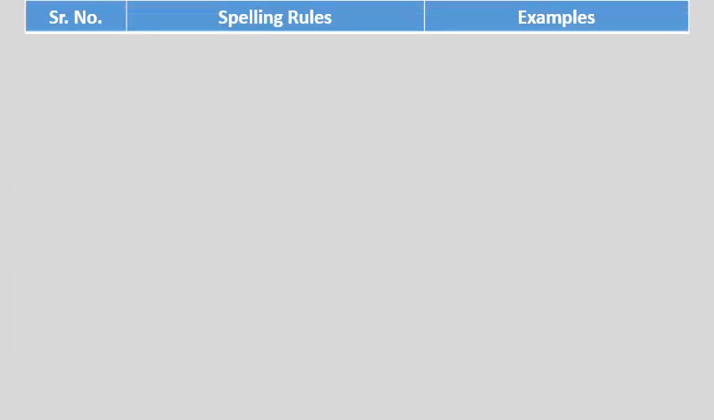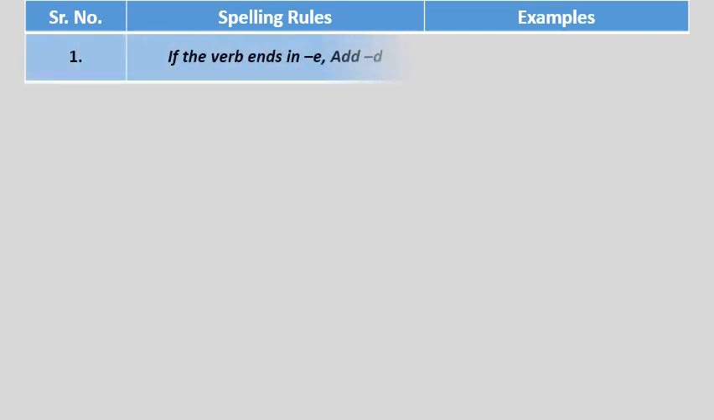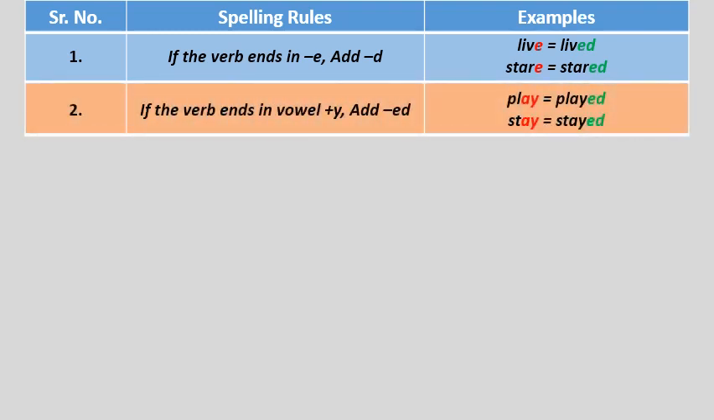There are certain rules or formulas to predict how the verbs will form their past. Let's see how, with examples. Number 1. If the verb ends in E, we add D at the end of the verb to make the past tense. For example, live, lived, stare, stared. Number 2. If the verb ends in vowel plus Y, we add ED at the end of the verb to make the past tense. For example, play, played, stay, stayed.